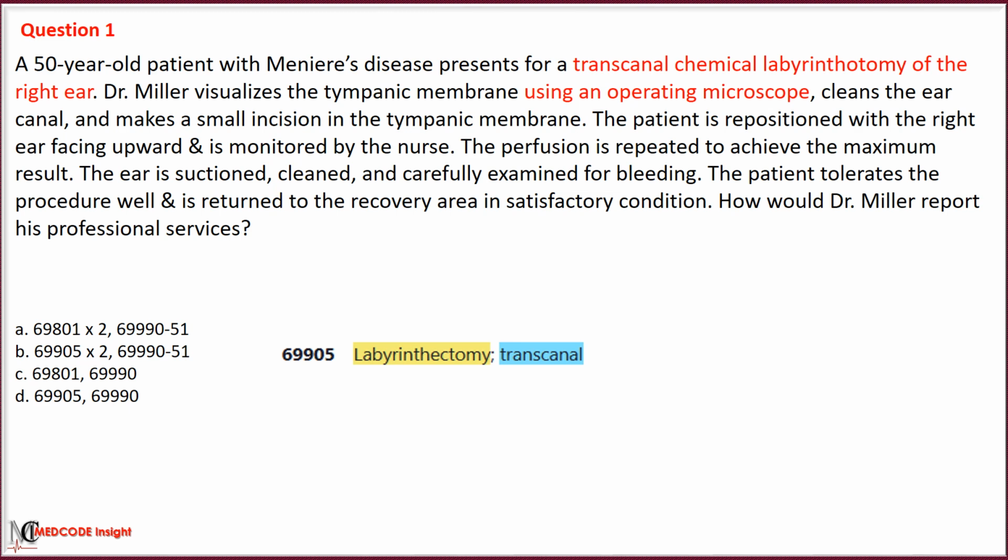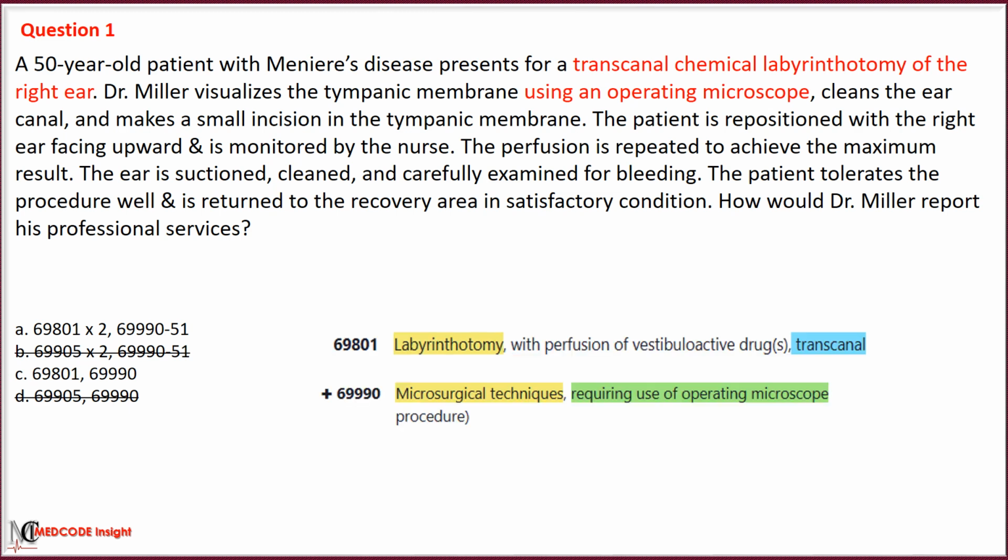We first eliminate options B and D, used for a different procedure, not labyrinthectomy. In the remaining two options A and C, we easily eliminate option A based on the modifier 51 used with add-on code 69990. So the correct option is option C with code 69801, used for labyrinthectomy with perfusion of vestibular active drugs, transcanal, with add-on code 69990 used for an operating microscope.